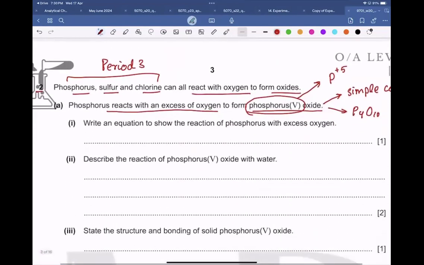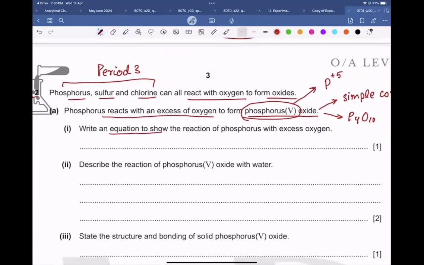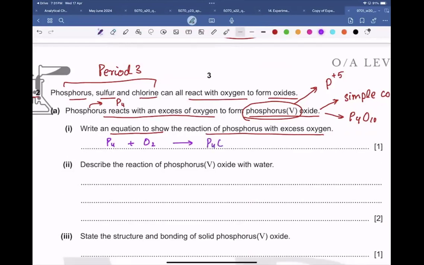Okay. Yes, Khatija had written the equation, Zoha had written the equation, good. So what they are saying, write an equation to show the reaction of phosphorus with excess oxygen. You have to remember that phosphorus also exists as a tetraatomic molecule, P4. So when we have to write the equation, I will write P4 is reacting with oxygen. And this is the formula of phosphorus 5 oxide that you have to memorize. So it will form P4O10.